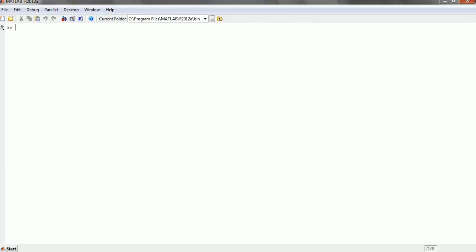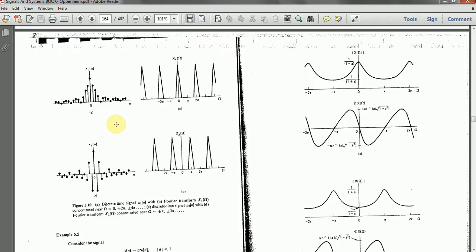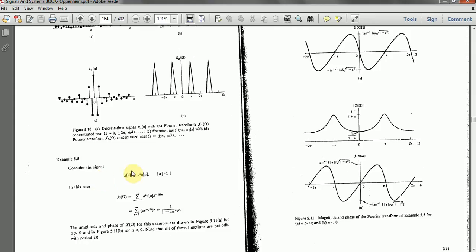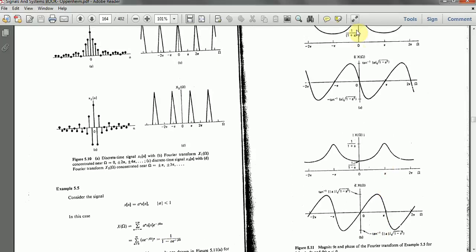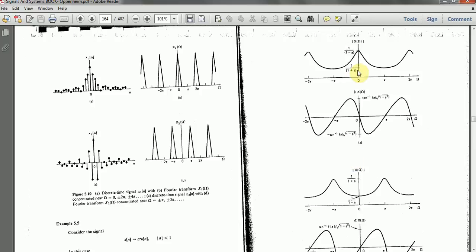For the reference point, I also have the book Signals and Systems by Oppenheim, I think second edition. Here's my function which I have to plot or calculate the DTFT of, which is a to the n u of n. U of n is showing the limits, and the restriction is that the magnitude of a will be greater than negative 1 and less than 1. So it could be maybe negative 0.5 or 0.5. I have to just match these two graphs, this one for negative 0.5 and this for simply 0.5 as the value of a.